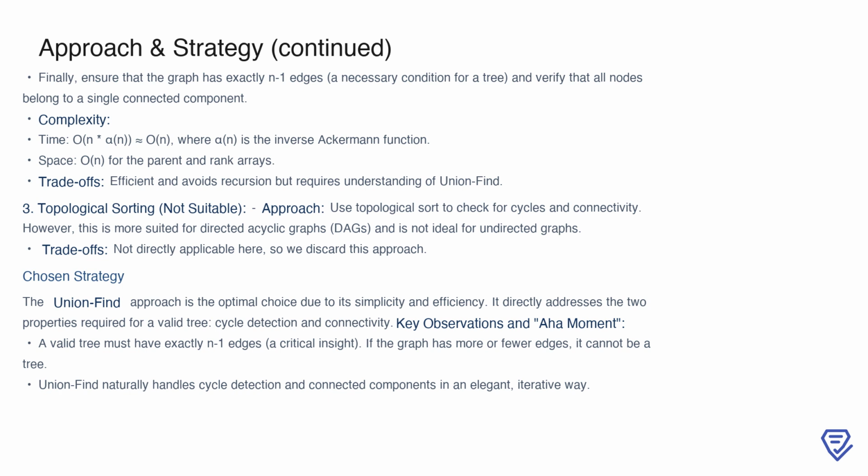Another approach that could be considered is topological sorting, but this is primarily suited for directed acyclic graphs and is not ideal for undirected graphs. As such, we discard it as an option here. Ultimately, the union-find method stands out as the most efficient and straightforward strategy because it directly addresses both cycle detection and connectivity with minimal overhead.